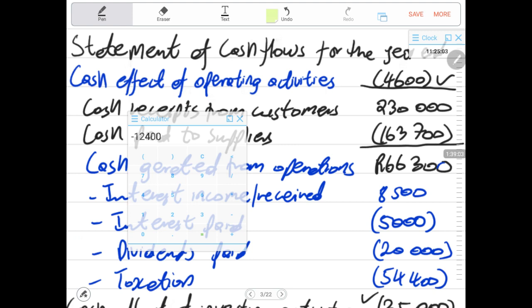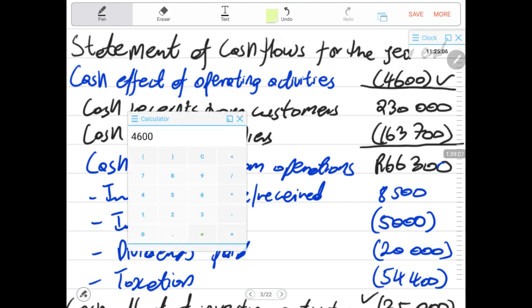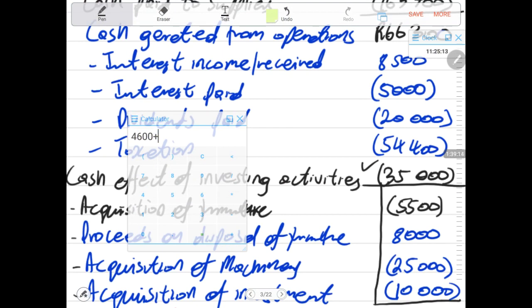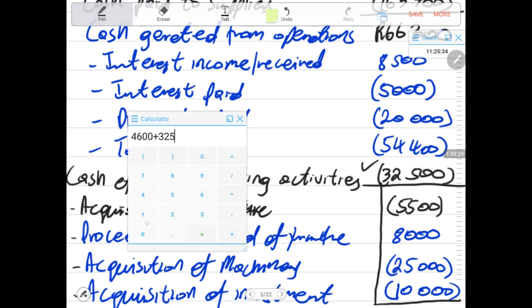We have 4,600 plus 32,000. Oh, I wrote this figure very incorrectly. It is 32,500, not 35,000 there. Please don't worry much about the numbers, I don't want to spend time calculating. Plus 32,500, and if all the details are correct, minus 52,000 rands, that becomes 14,900 rands. So that is how we get to the same amount that we saw at the bottom.